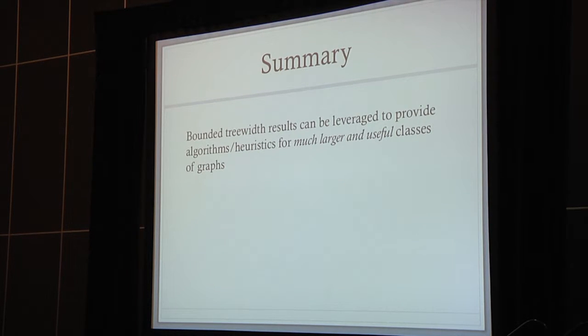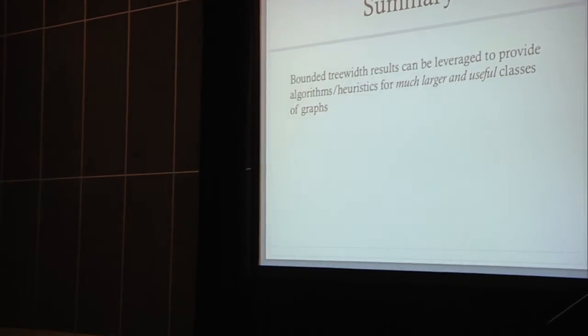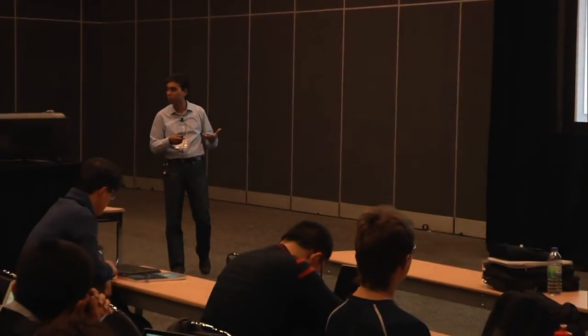Okay, so the summary of this thing is that bounded tree width results can be leveraged to provide algorithms and heuristics for a much larger and useful class of graphs. Okay? And I don't think this idea is exploited sufficiently beyond theoretical algorithms. So hopefully some of you will think, maybe I can do something about inference in planar graphs if it has certain other properties, and not just on bounded tree width graphs. So I hope some of you will think of ideas.